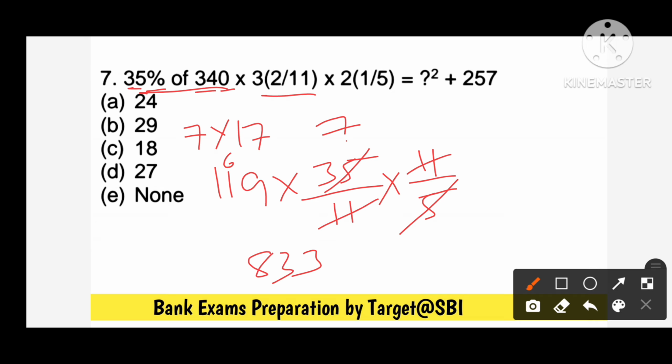So 833 is here. This comes other side with minus. Minus 257 means 3 plus 3, 6 at the unit digit. Here we have 5 plus 2, 7. 7 minus 2, 5. 576 equals to x square. So our answer will be 24, option A.